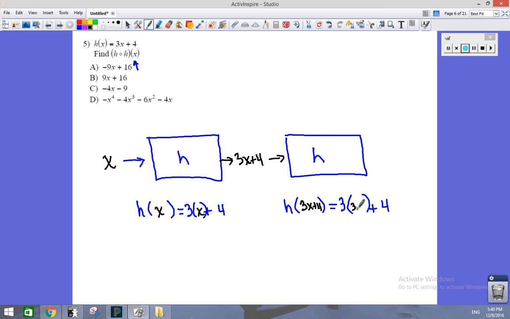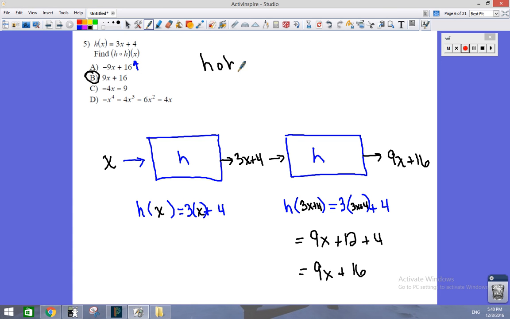So it's going to take this 3x plus 4 and multiply it by 3 and then add 4. So 3x plus 4 multiplied by 3 is 9x plus 12. Then we add 4 to that, and what comes out of the final product of this assembly line of two functions is 9x plus 16. So we hope we see that among the choices, and there it is. So I claim that h composed with h has a formula that is 9x plus 16.